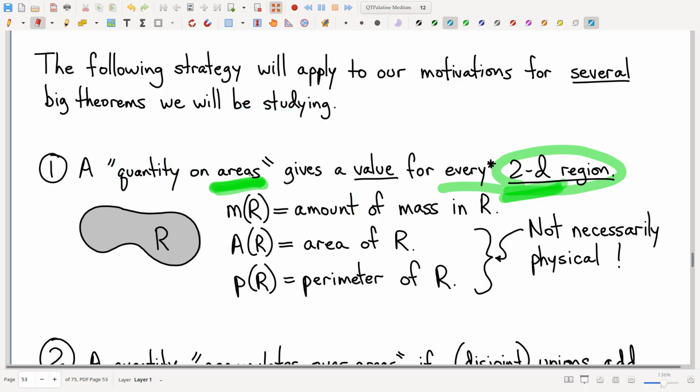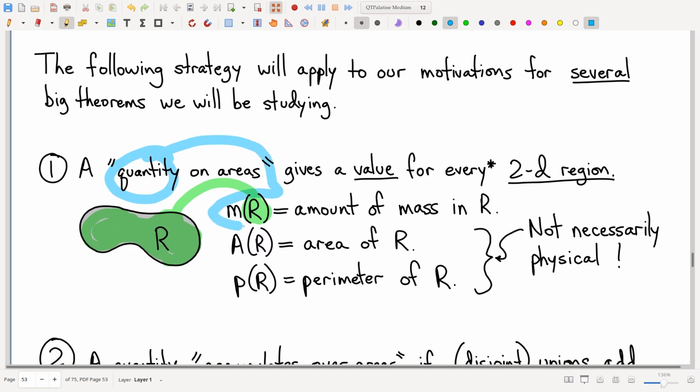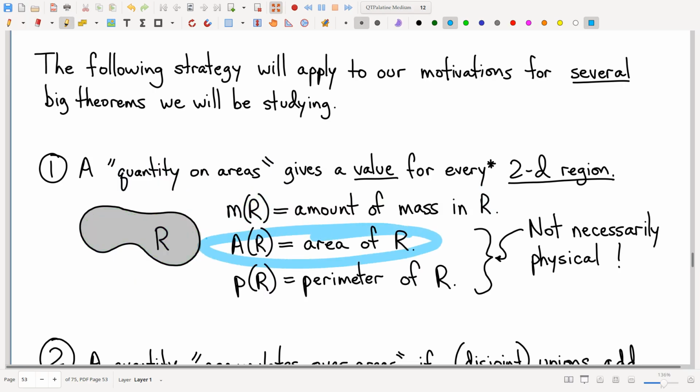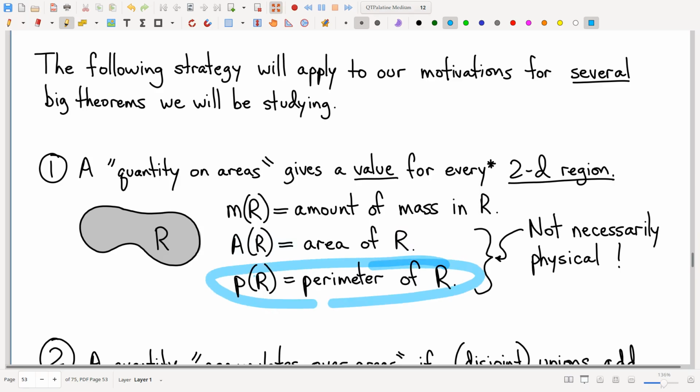Okay, so again, not deep water, but some silly examples. If you give me some region, some two-dimensional region like this, a quantity I can talk about would be, for example, I wanted to change the color, we can talk about how much mass is in that region. That'd be a quantity. Because you give me a region, I can count up and see how much mass is in there. Likewise, we could talk about what the area of that region is. We could talk about what the perimeter of that region is. That's all we mean.